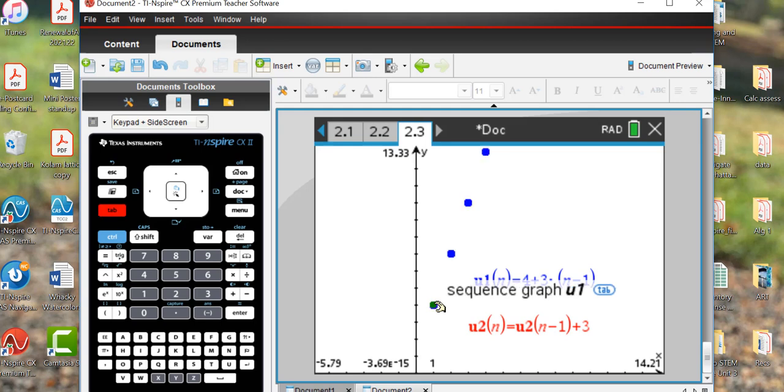Sequence U2, sequence U1, initial term. Look at that. They start at the exact same place. Isn't that cool?